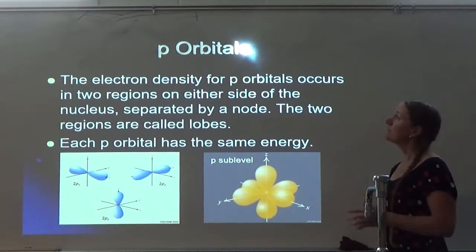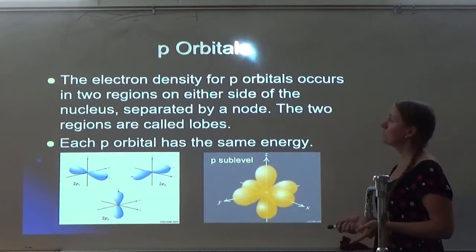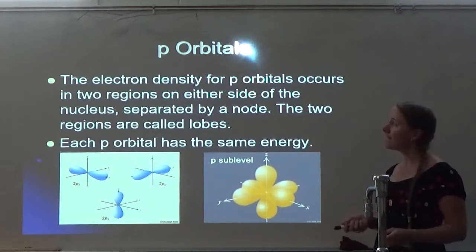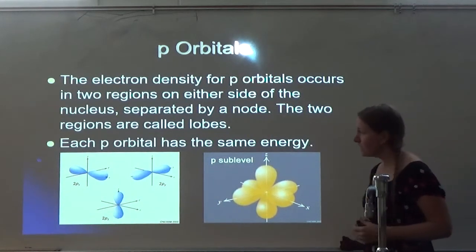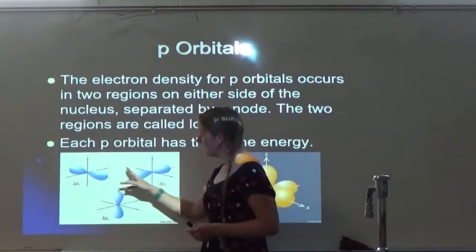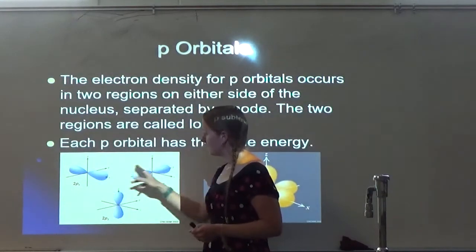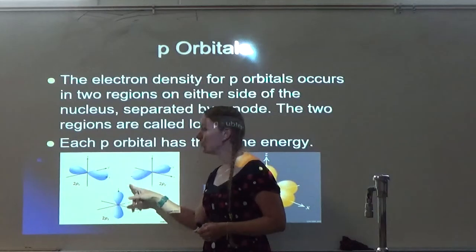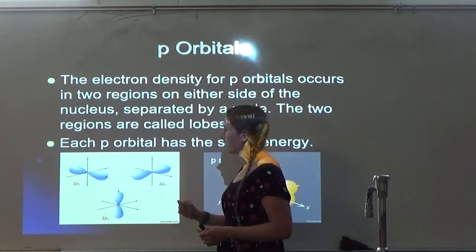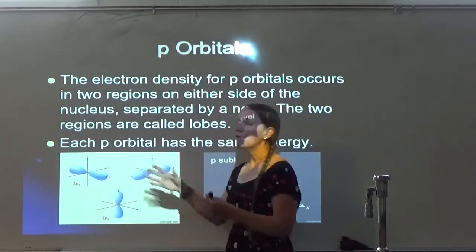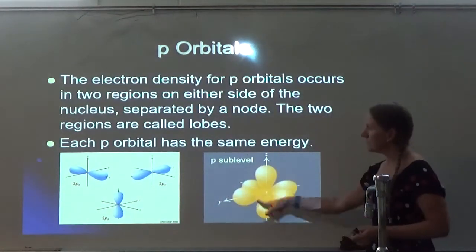So p orbitals, the electron density for p orbitals occurs in two regions on either side of the nucleus, separated by a node. The two regions are called lobes. So remember, p has 3 orbitals. They look like this, so notice it has the two balloon or teardrop shapes on either side. There's a node in the middle, all right? But they all three overlap. So when they overlap, it looks like this.